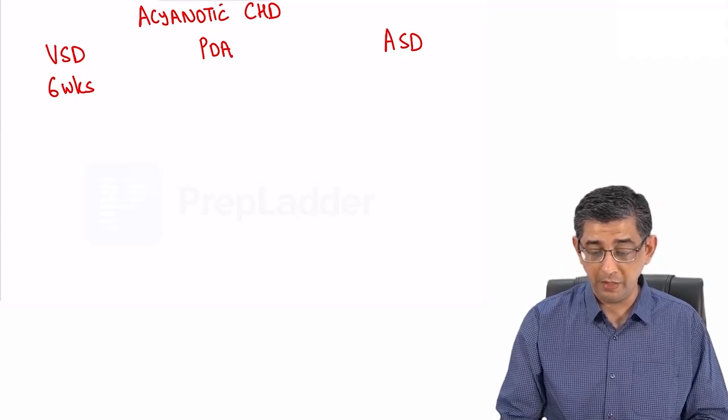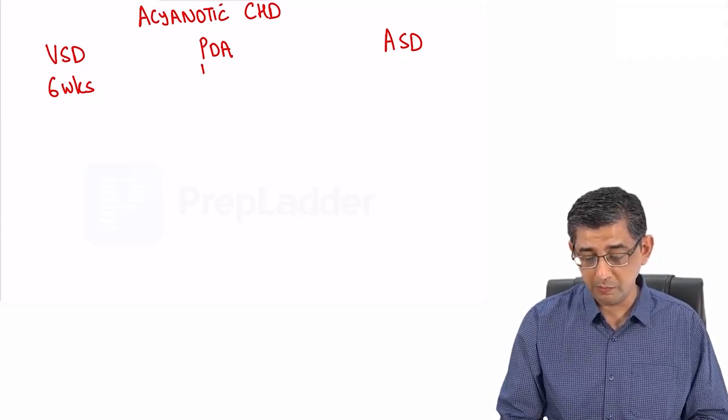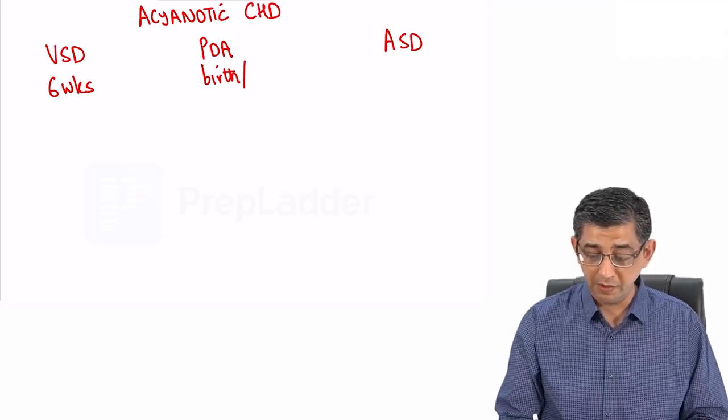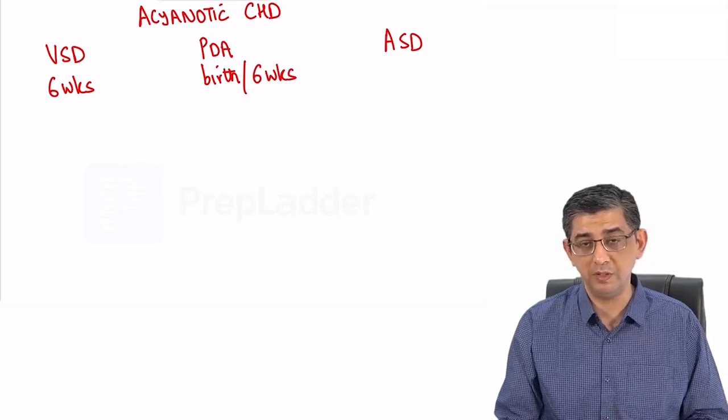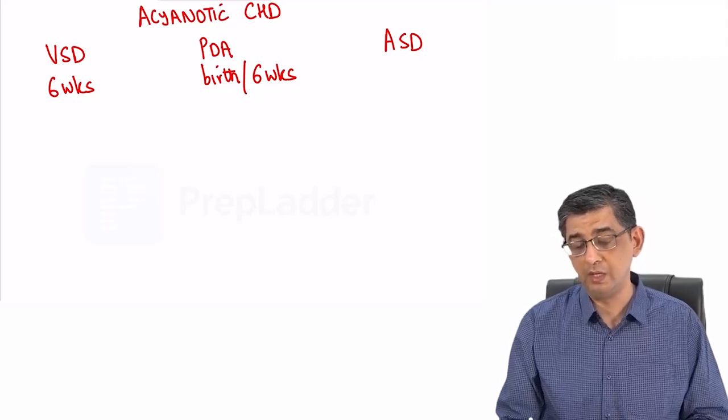Patent ductus arteriosus can become symptomatic even at birth in case of preterm babies. If it is a term baby, then the symptoms will come at 6 weeks again because of the resistance in the pulmonary circuit.